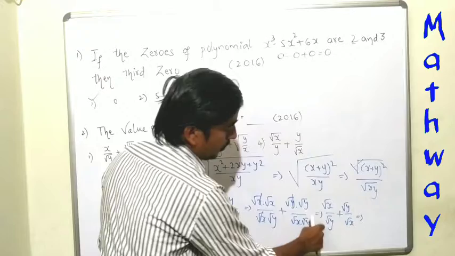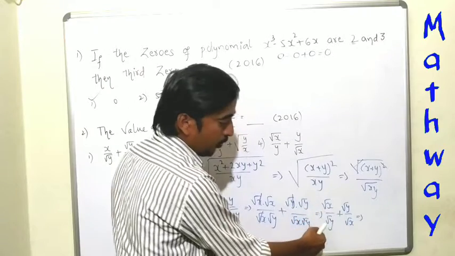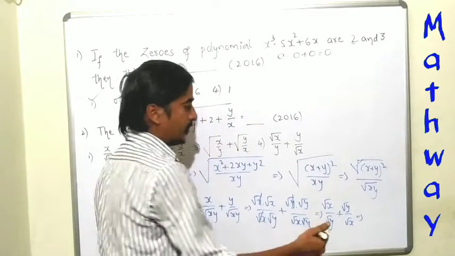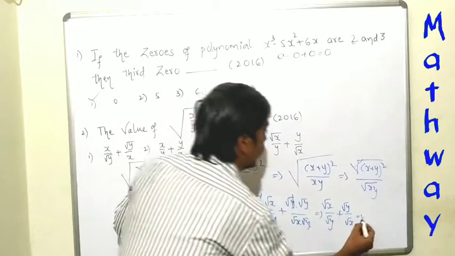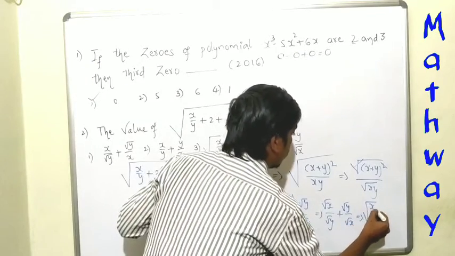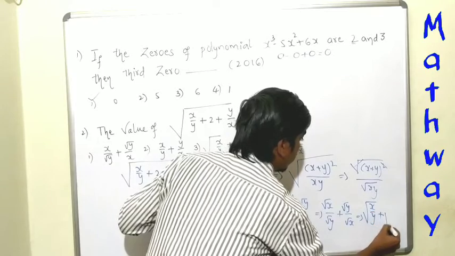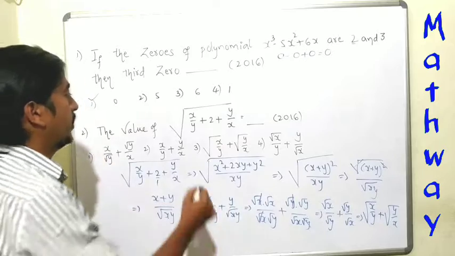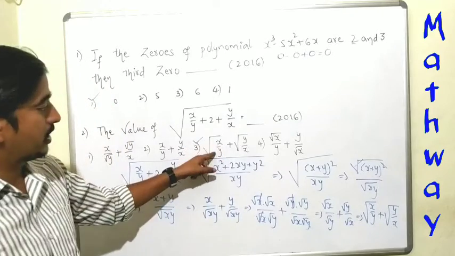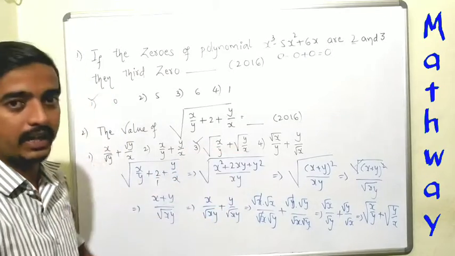So we can take the root for both terms, because the given options are in that way. So under root, x by y plus under root y by x. So from the given options, the third option is the correct answer: root x by y plus under root y by x.